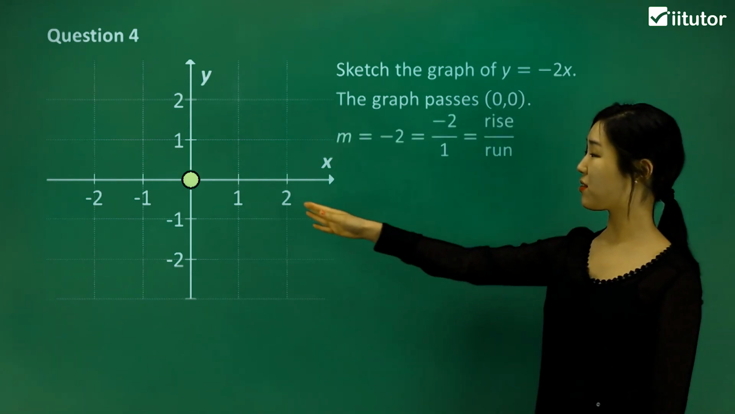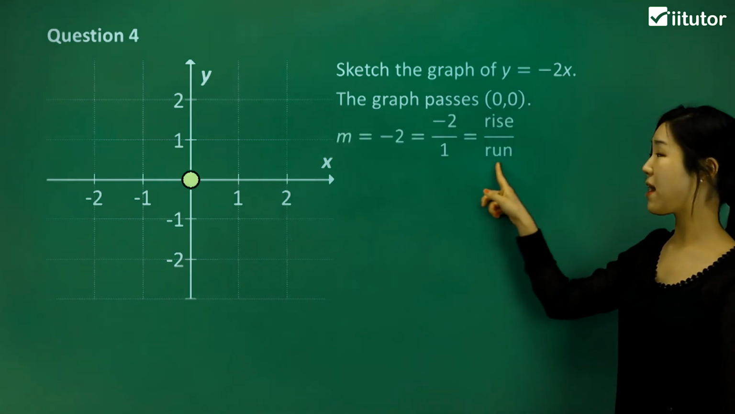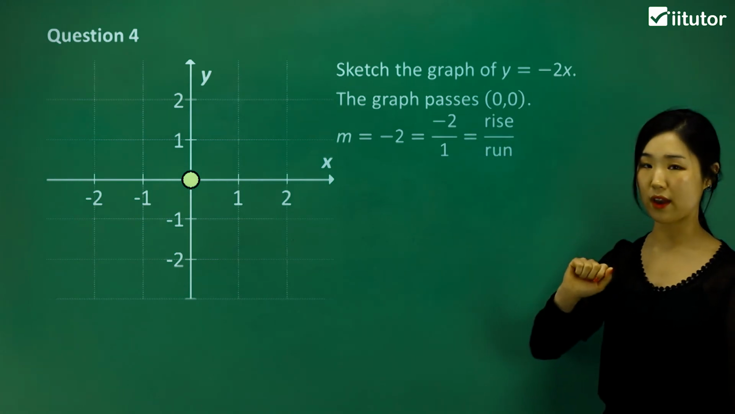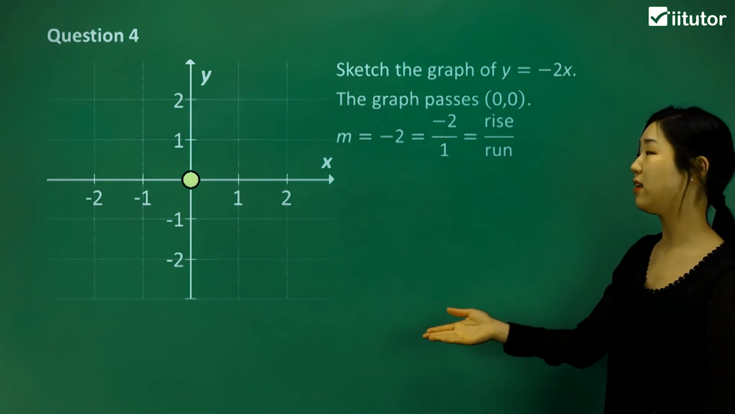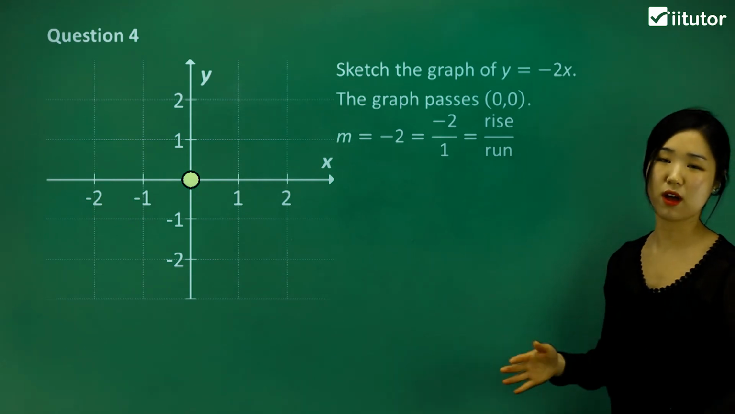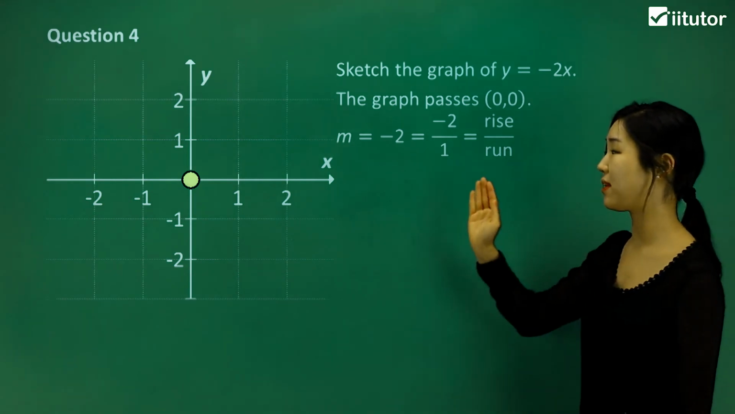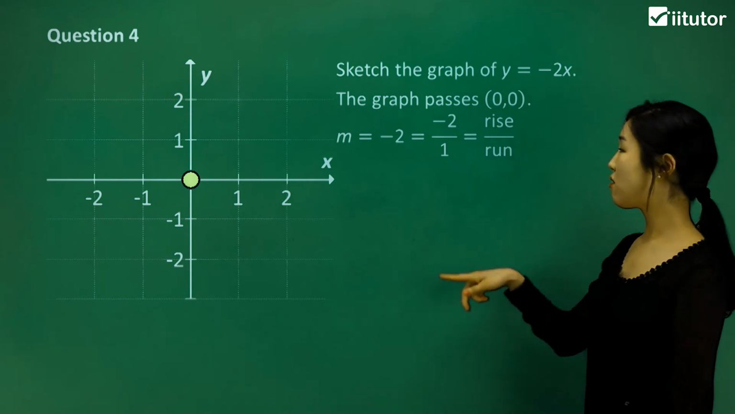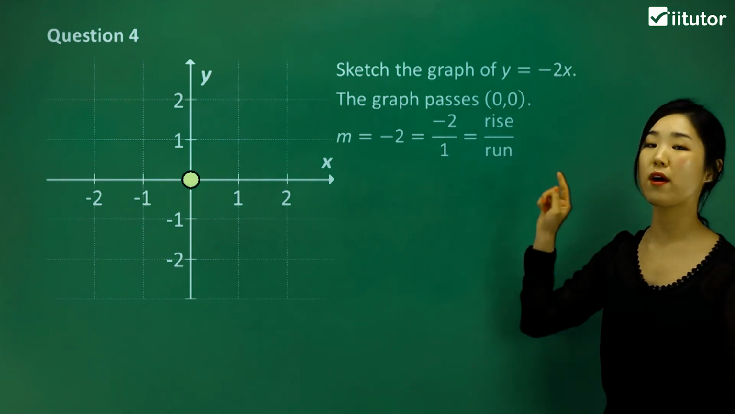So negative 2 is our gradient, and I made it negative 2 over 1, because I know that negative 2 over 1 is negative 2. But guys, you can have 2 over negative 1 as well. Either way is fine, as long as the outcome is negative 2. So I made negative 2 the rise and 1 the run.